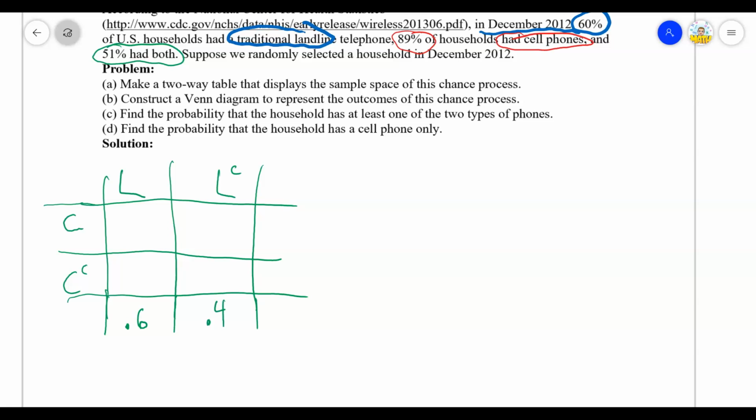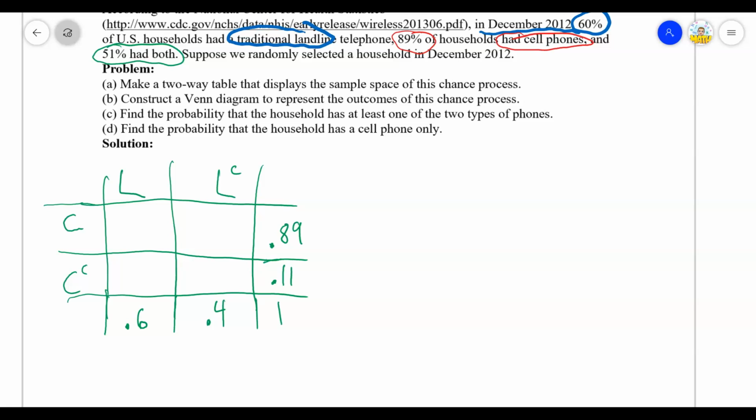I want to try to start to build out and fill out anything I can so I have 100% of everybody. They either have a landline or they don't. Those are complementary events. Okay, now we go to the cell phone, right? 89% had cell phones. So where does that live? This is the total of everybody with cell phones, which means the other 11% don't have it.